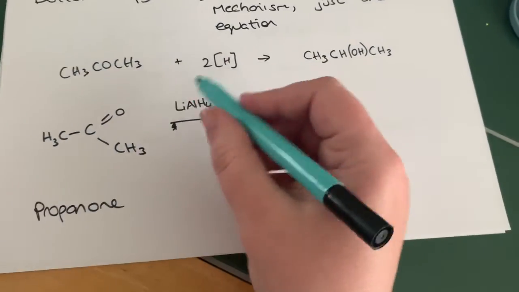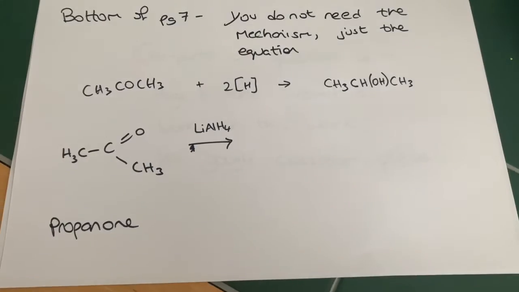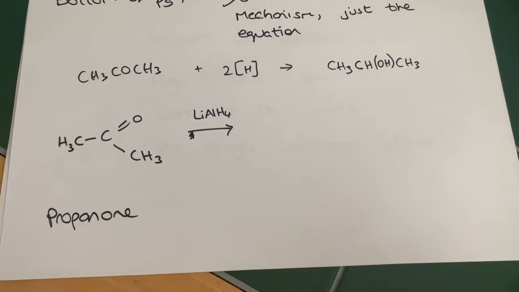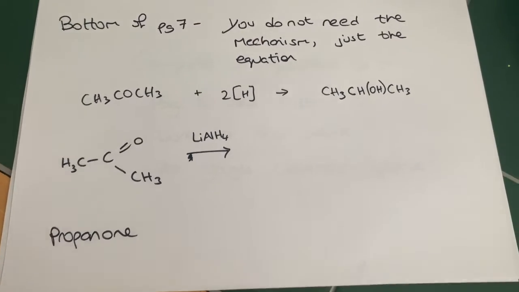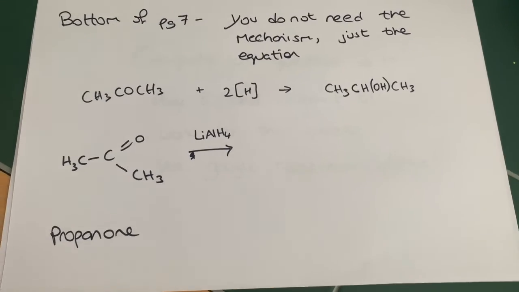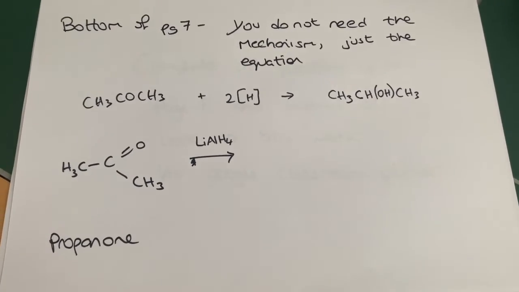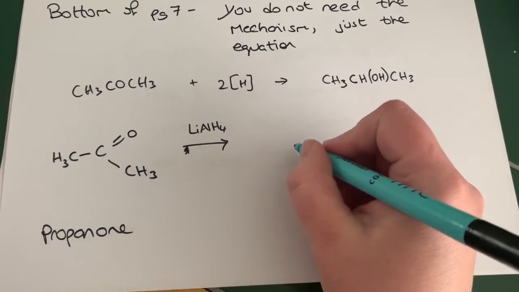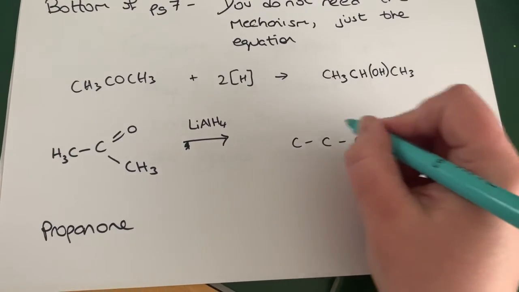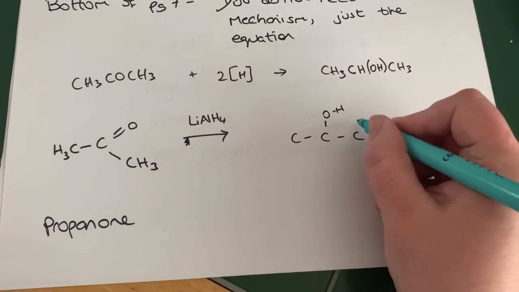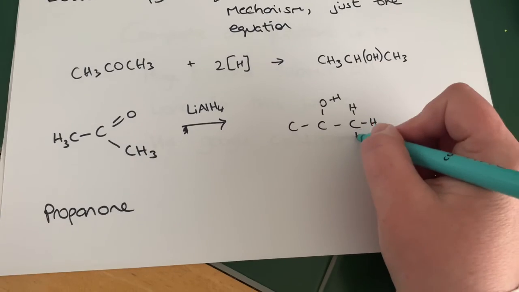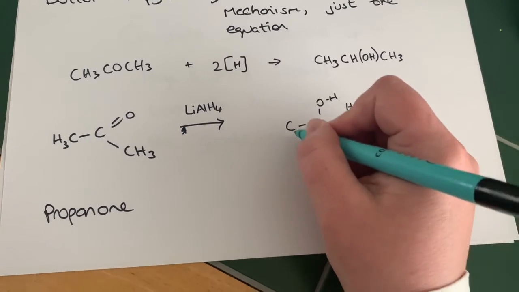Okay, so the LiAlH4, I'm not going to do the mechanism again for you. You can have a go at it yourself if you want to. Pause the video and try the same mechanism that we did for the previous page. You can have a go at it if you want. I'm just going to draw what the finished product is. So we've got our secondary alcohol, which is propan-2-ol.